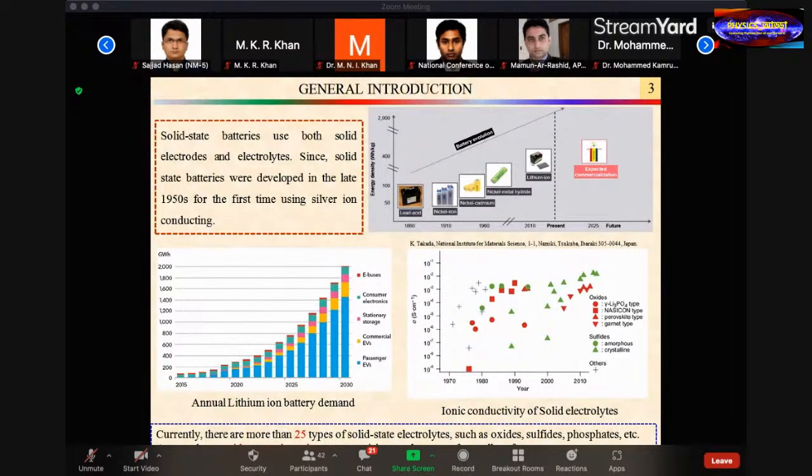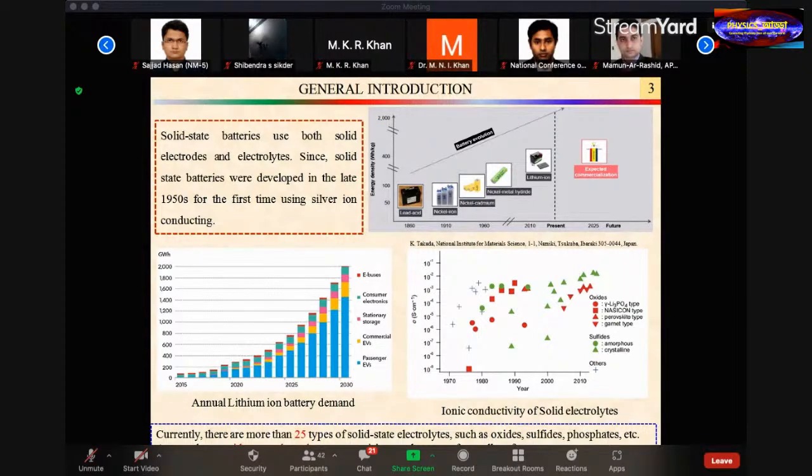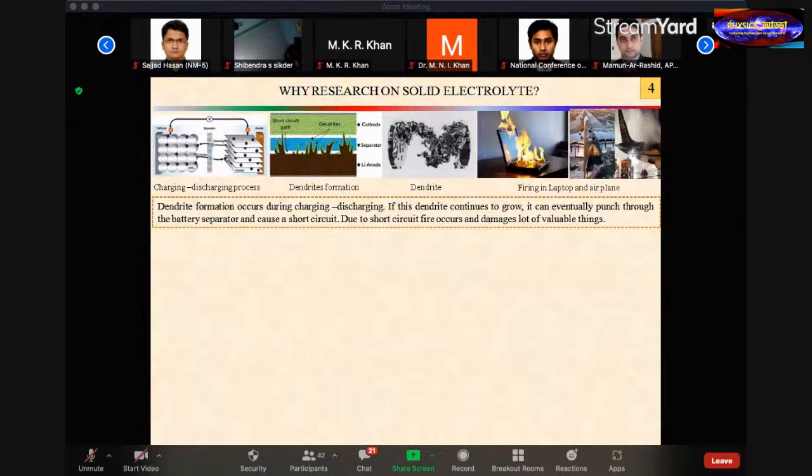Anyway, different research teams are working on the solid electrolyte materials, and you can see that the ionic conductivity of some solid electrolyte materials is almost comparable with the liquid electrolyte materials. So researchers are thinking about the replacement of liquid electrolyte materials. So why the replacement of liquid electrolyte materials? That's a very important issue.